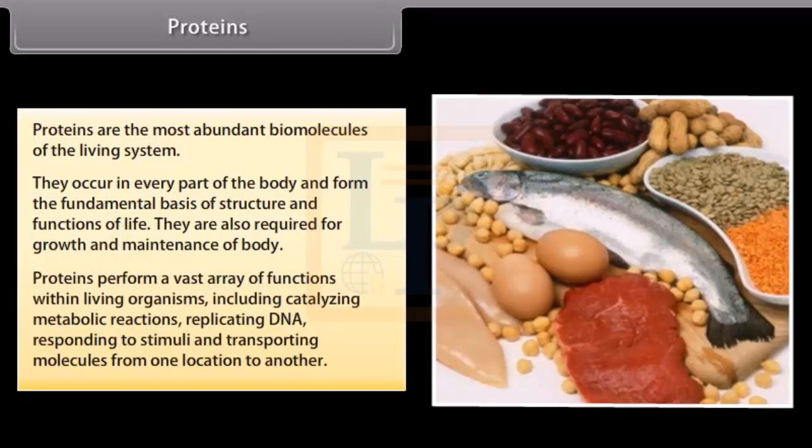Proteins perform a vast array of functions within living organisms, including catalyzing metabolic reactions, replicating DNA, responding to stimuli, and transporting molecules from one location to another.